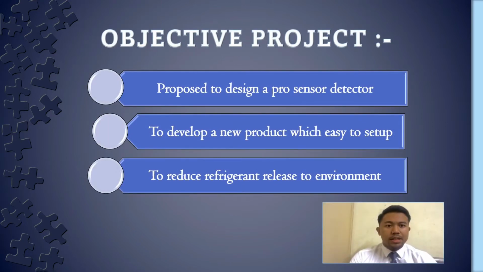The next part is about the objective of our group project. The first is to propose to design a Pro Sensor Detector. The second one is to develop a new product which is easy to set up. Lastly, to reduce refrigerant release to the environment.